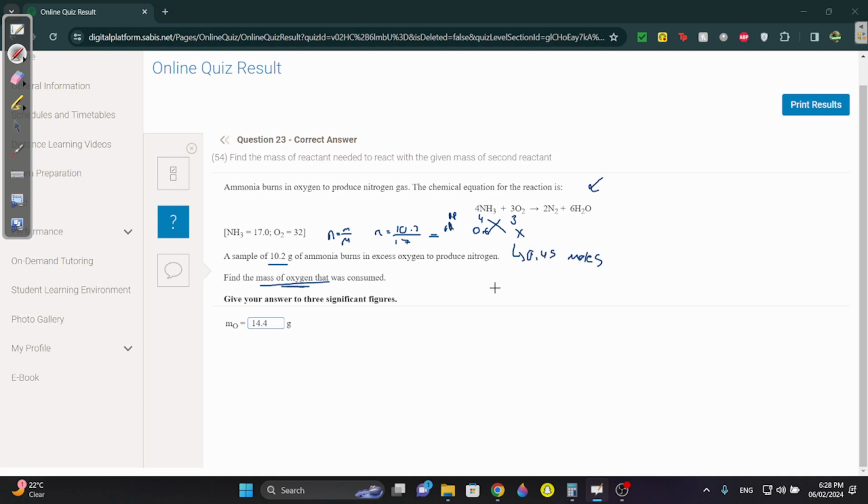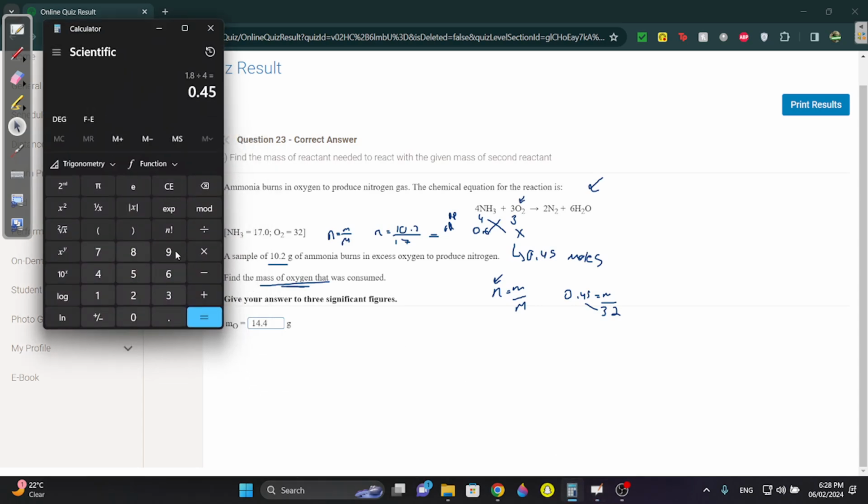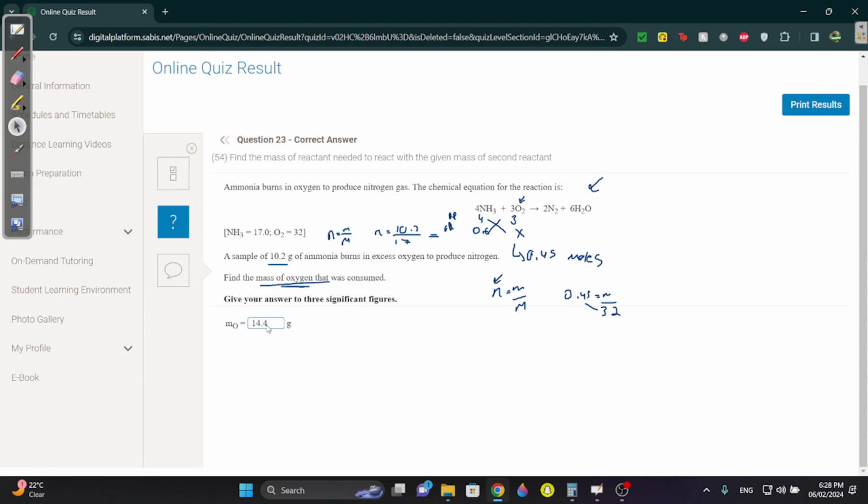Then I did n equals m over M. n is 0.45, and we want the mass. The molar mass of O2 is 32. I cross multiplied, and I think you get 14.4, just to make sure. Yeah, you do. You get 14.4 grams.